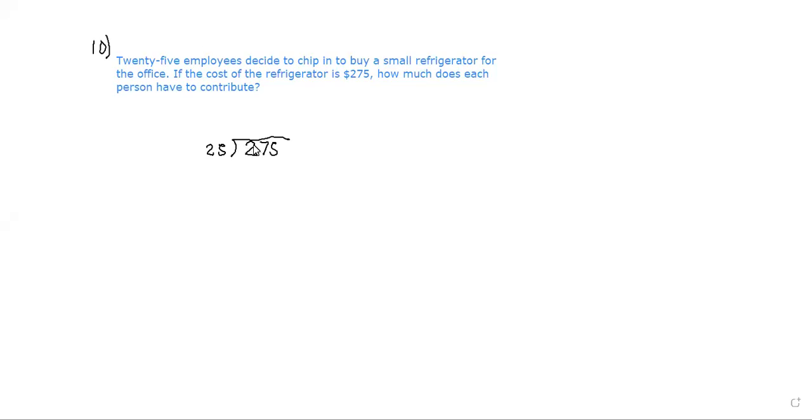Let's go ahead and do the division. Remember, we have two digits in our divisor. That's going to get divided into the first two digits of our dividend. So the first two digits are 27, 2 and 7. So 25 goes into 27 how many times? One time.